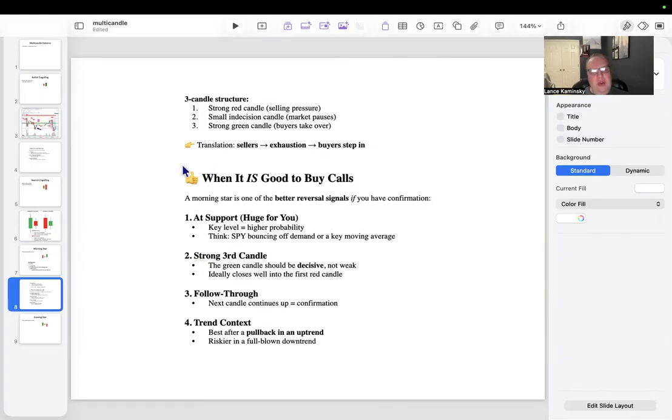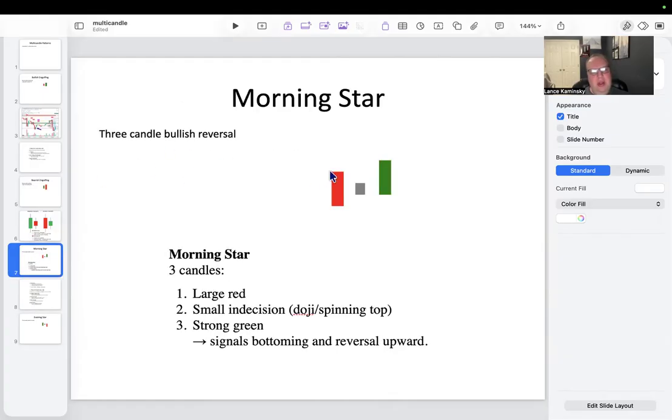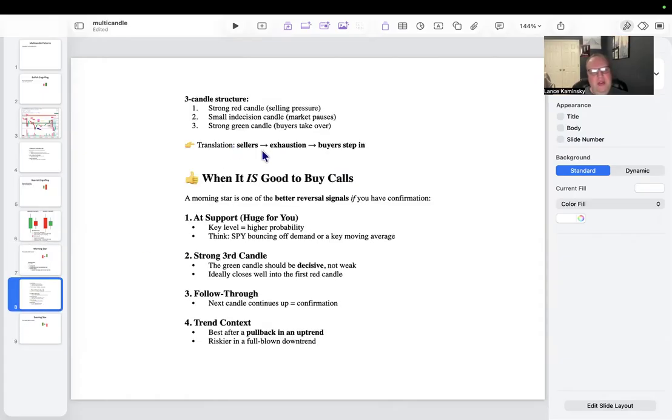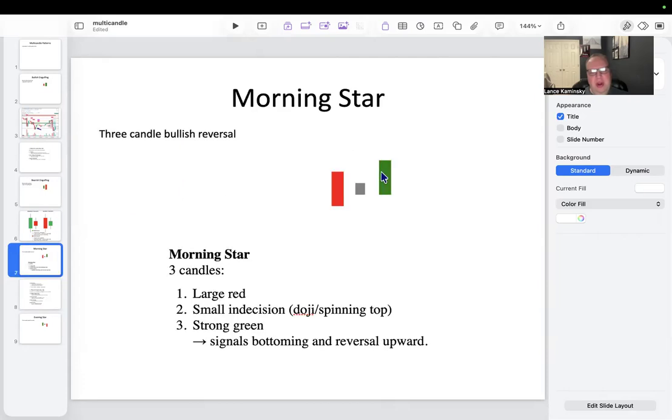So for the transition here, we have sellers coming in. Sellers are coming right here. Then there's exhaustion. The buyers and sellers are pushing at the doji candle, but then the buyers are stepping in on that 3rd green candle right here. As the buyers go in, you want to get into calls with momentum as well.